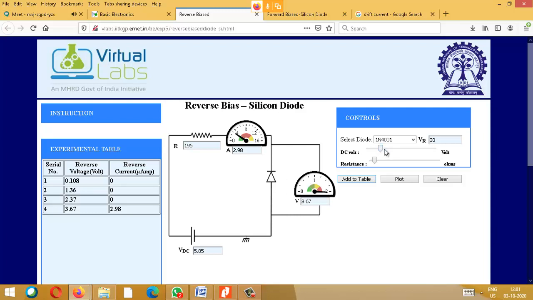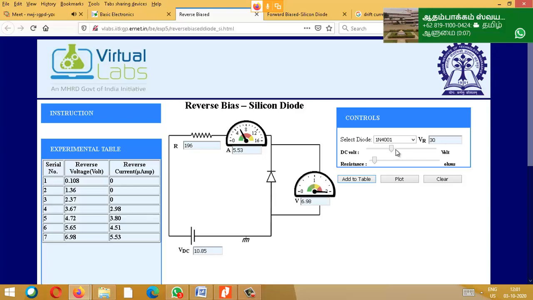So now you try to increase your voltage for more. Then again take it in your tabular column, so it will be showing. It will not go beyond a particular value, so you can take some more readings.